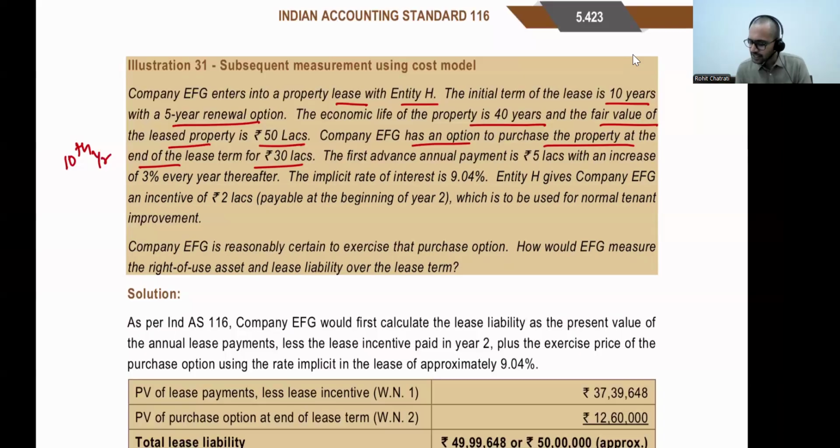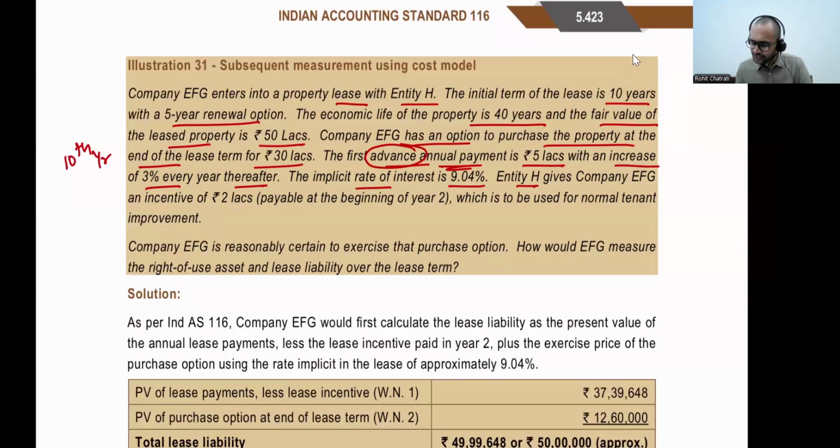The first advance annual payment is rupees 5 lakhs with an increase of 3% every year thereafter. Remember, payments are being made in advance and they're annual. The first payment that we are making is rupees 5 lakhs with an increase of 3% every year after that. The interest rate implicit in the lease is 9.04 percent.